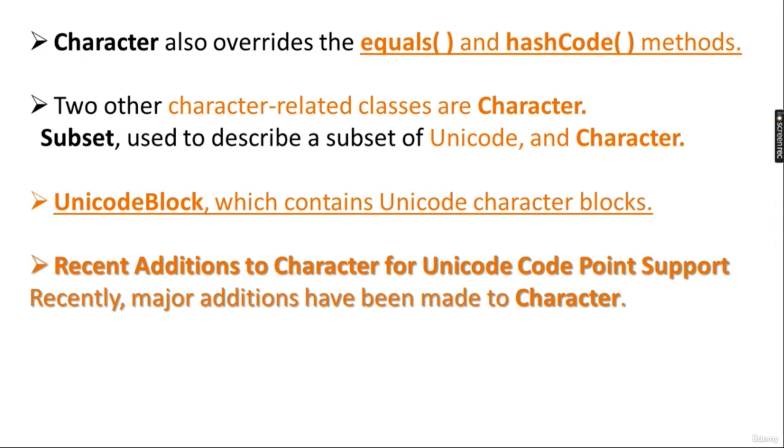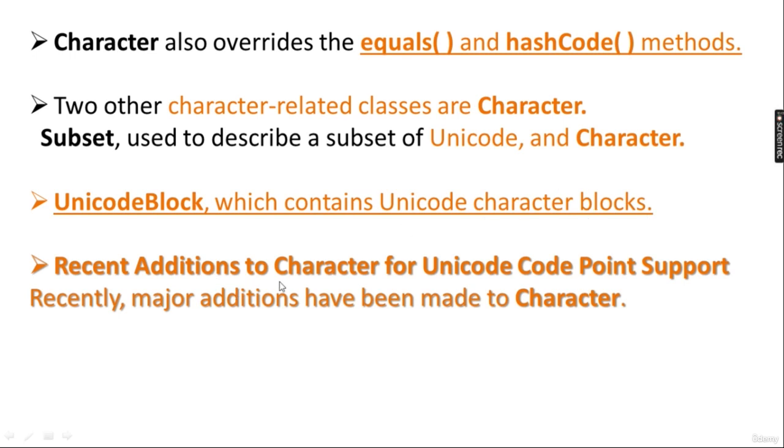Character also overrides the equals and hashCode methods. Two other character-related classes are Character.Subset, used to describe a subset of Unicode, and Character.UnicodeBlock, which contains Unicode character blocks.